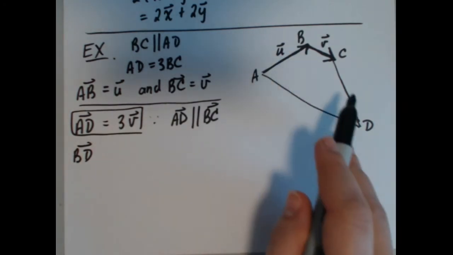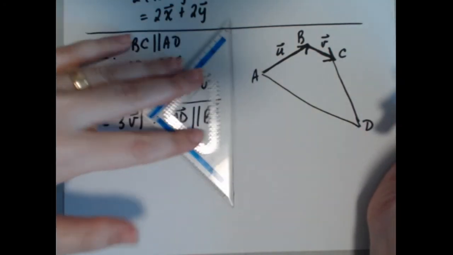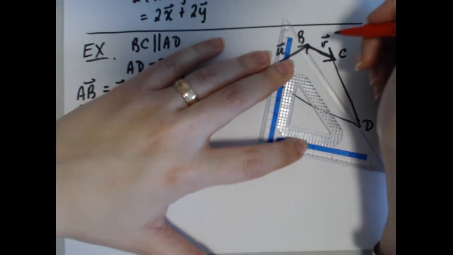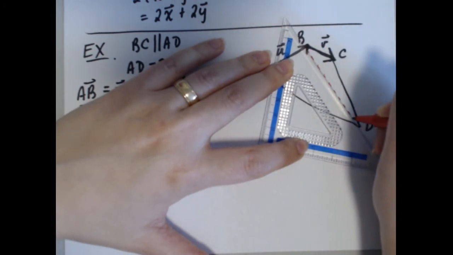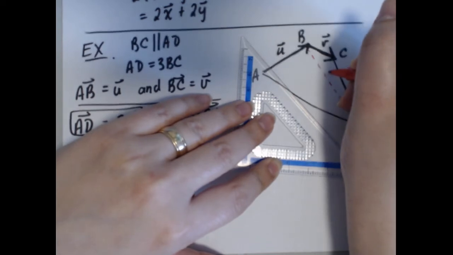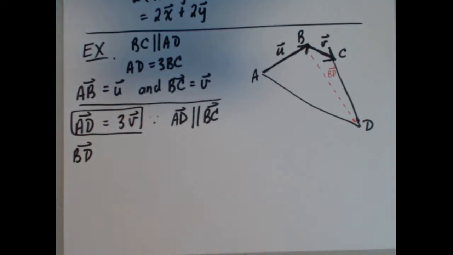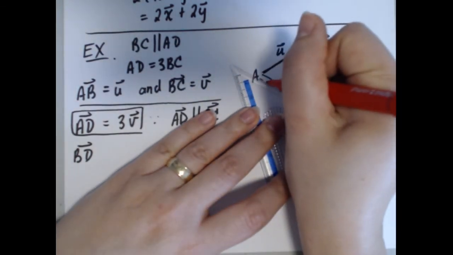Okay, BD. So the vector BD, I just want to sketch this in because this one's a bit harder to see. BD is the vector that starts at B and culminates at D. So it looks like this. So there's BD. Just, I guess, for completeness' sake, AD was right here.